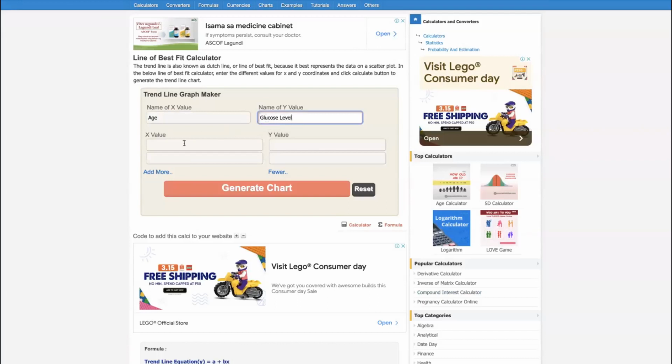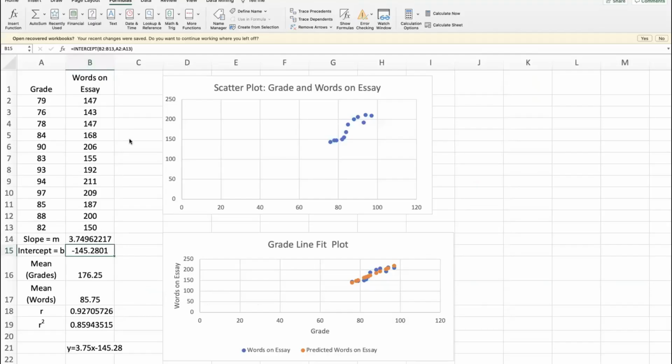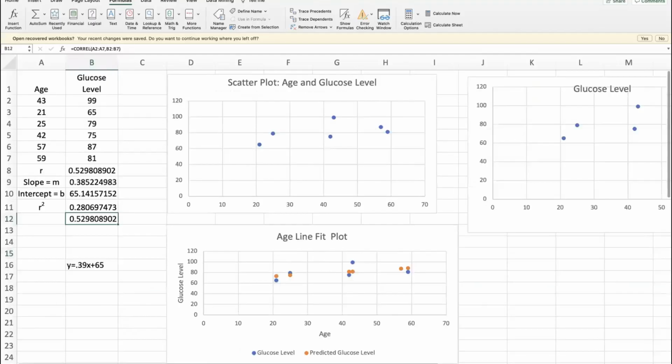Glucose level. And the value here, what are the X values? You remember? Okay, let's go back there. Unless I have a copy here. Yeah, the Excel. We can go to the Excel, because there you notice the R here. It's moderate only, so not very high, moderate. And then if you get the R squared, very low. Did you get that? Very low, 0.28.